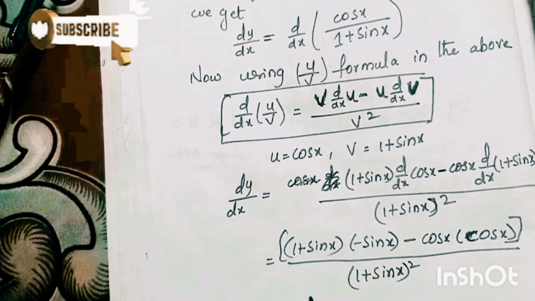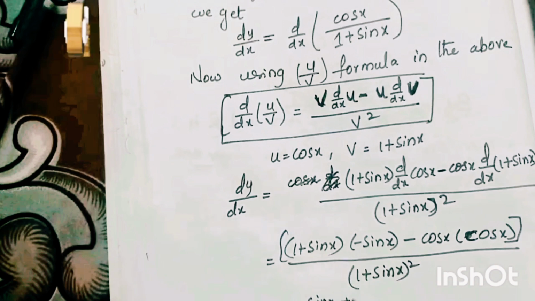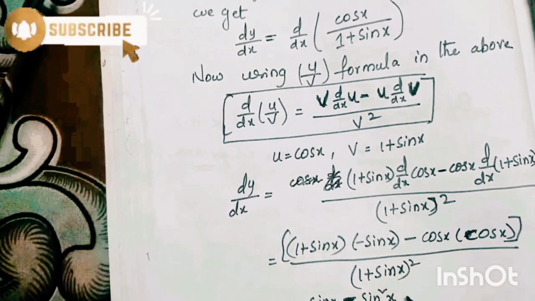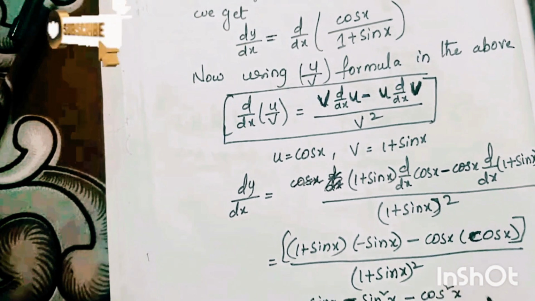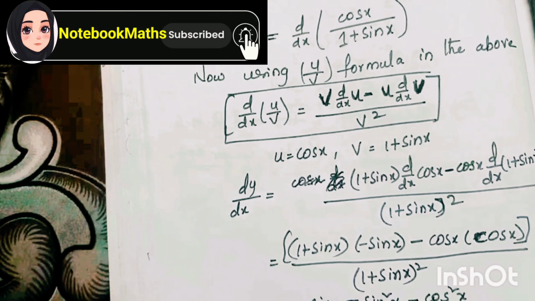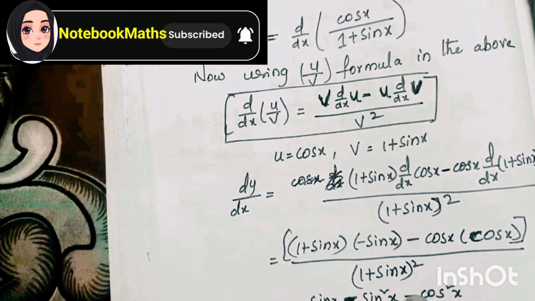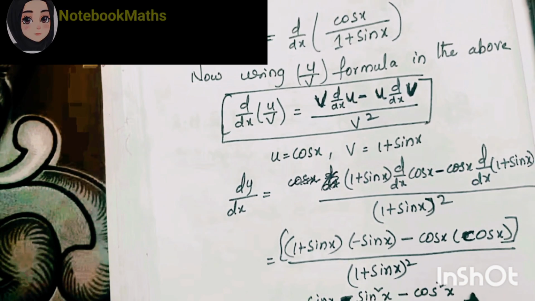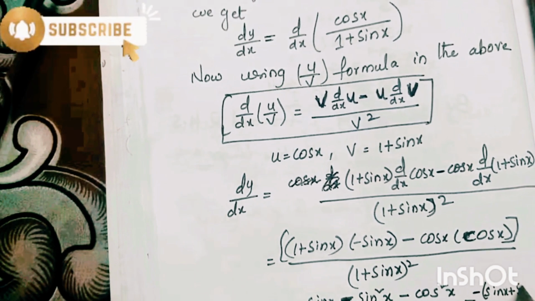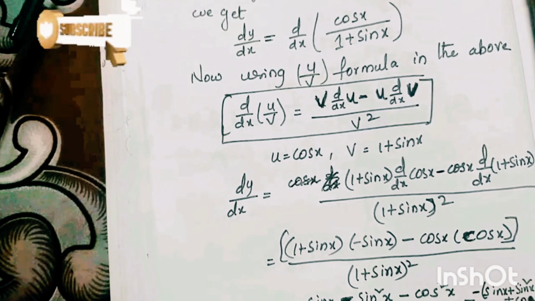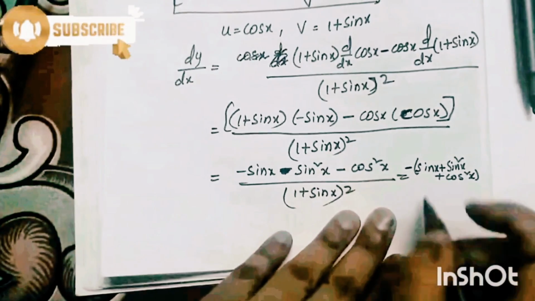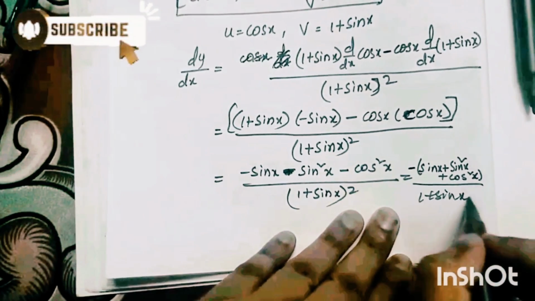Now combine this all and simplify one by one. Minus sin x into 1 minus sin x, plus into minus sin into sin square x. Now minus cos square x, by 1 plus sin x whole square. Now this one is sin x minus sin square x minus cos square x. Take out common minus here: sin x plus sin square x plus cos square x, by 1 plus sin x whole square.